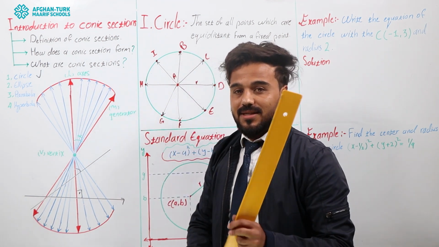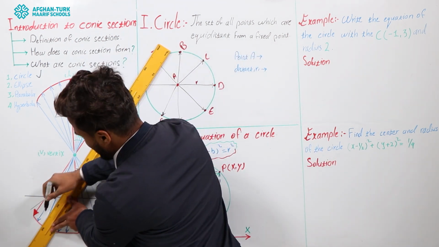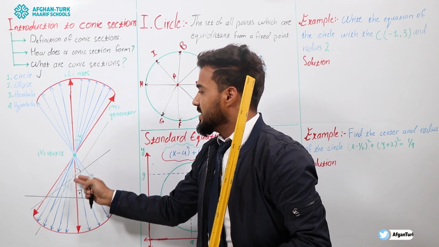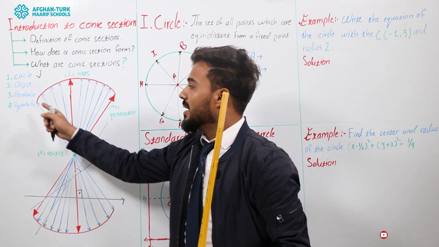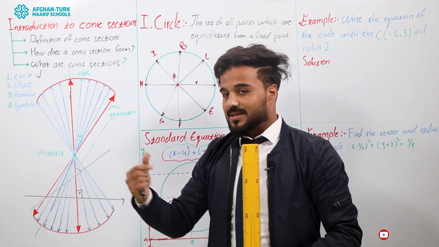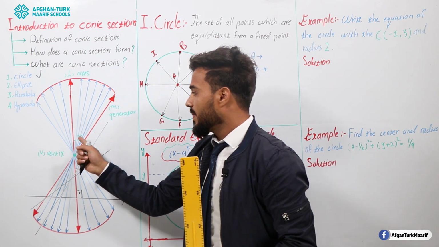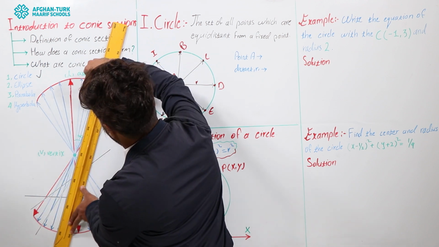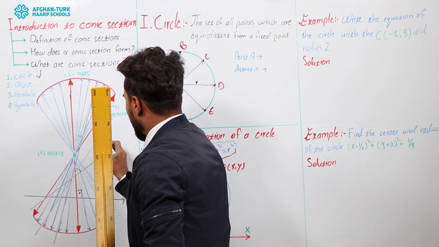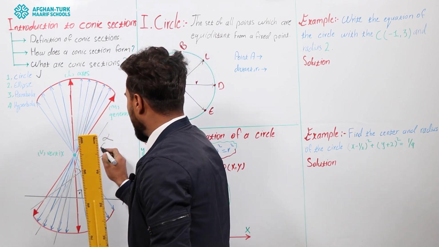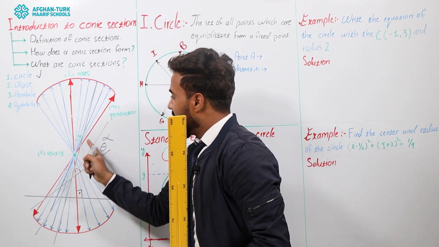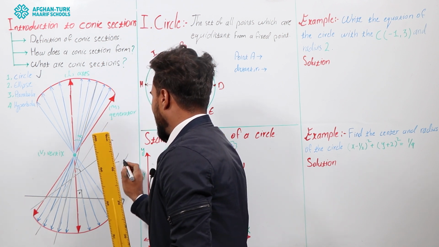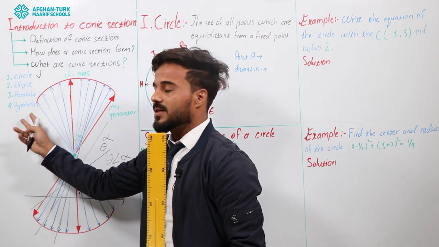So, if a plane intersects this cone like this, in here you can see the plane is parallel with the generator of this cone. In this case, a parabola will form. So, if a plane intersects this cone at an angle less than alpha, a hyperbola will form. For example, look at here. In here you can see alpha is the angle between the generator and the axis, and theta is the angle between the plane and the axis. In here, theta is less than alpha. In this case, the shape which is forming here is a hyperbola.